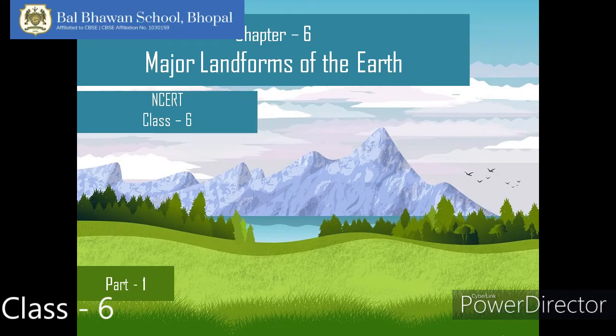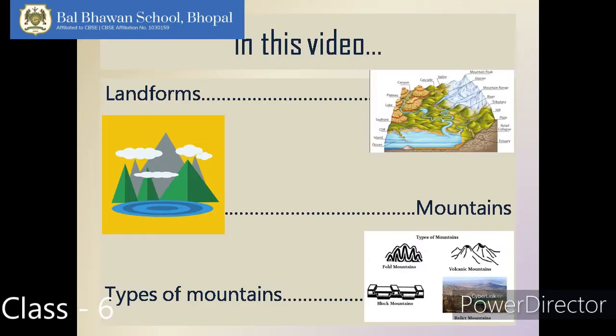Hello students, today we'll be learning about chapter number 6 from your geography book, Major Landforms of the Earth. This is a chapter you are very well familiar with, so let's get into it. In this video, we'll be looking at the landforms, the mountains, the types of mountains.